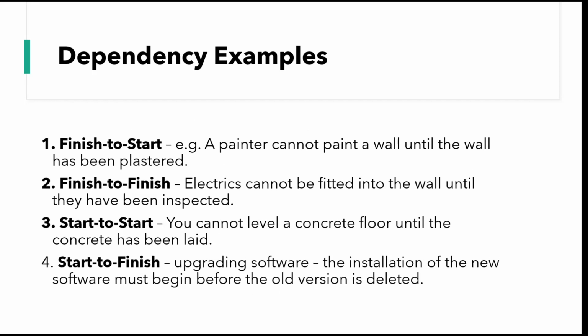Now, I've included some different examples against those different dependency types. So on finish to start, for instance, a painter cannot paint a wall until the wall has been plastered. In finish to finish, the electrics cannot be fitted into that wall until they have been inspected. Now, for start to start, you cannot level a concrete floor until the concrete has been laid. And for start to finish, in the case of upgrading software, the installation of the new software must begin before the old version is deleted.